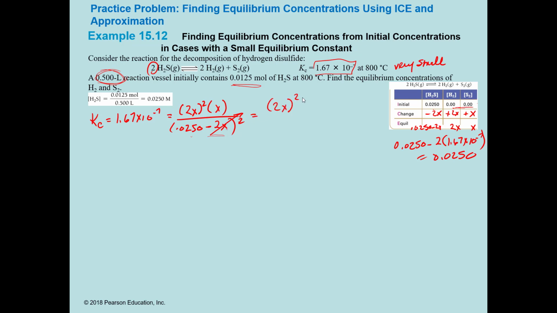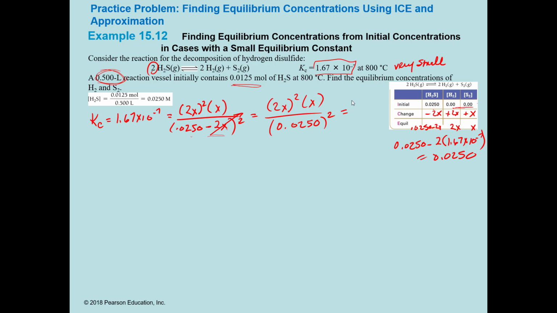So I'm going to use the approximation on this, which means when I do this calculation, I'm really going to do it as 2x squared times x divided by 0.0250. So I'm leaving the minus 2x squared off of there.